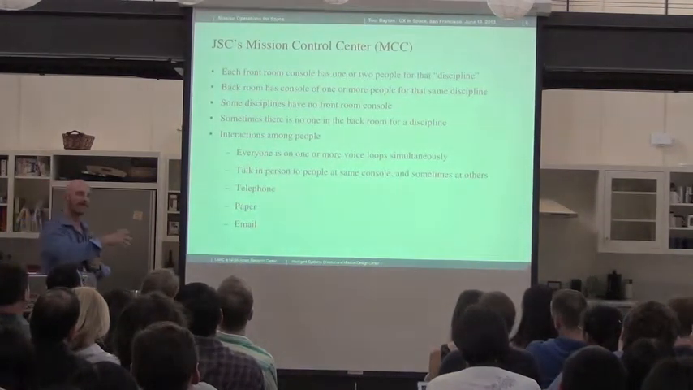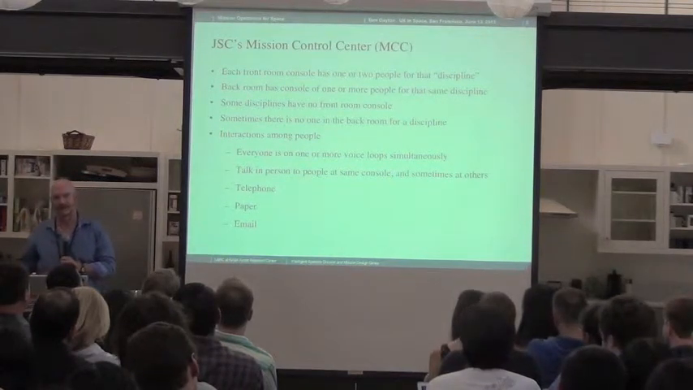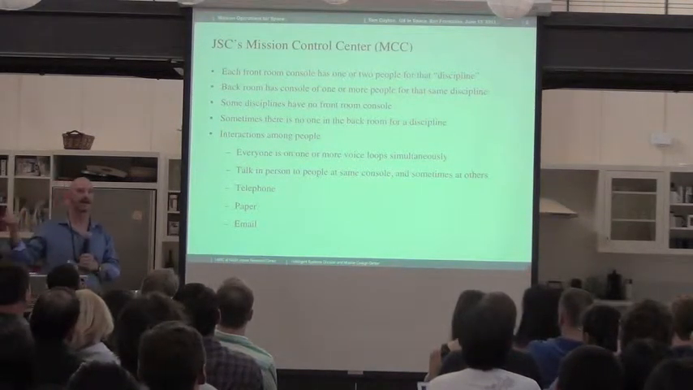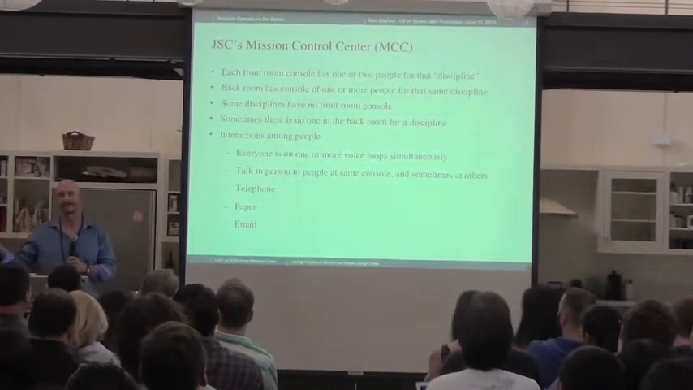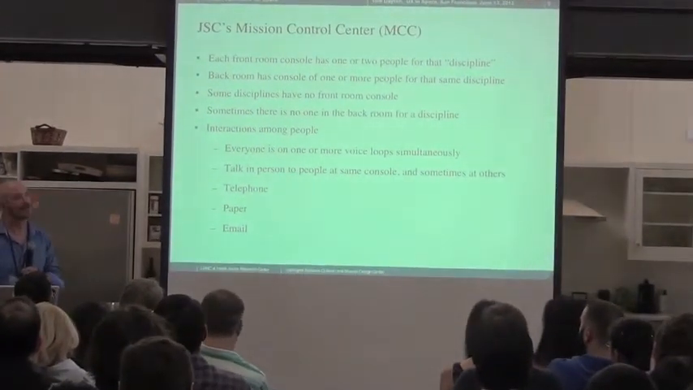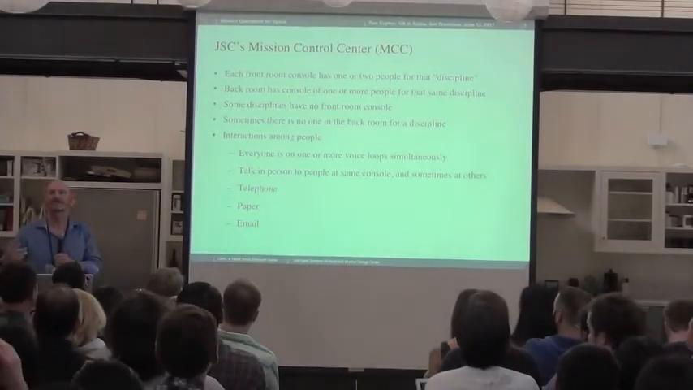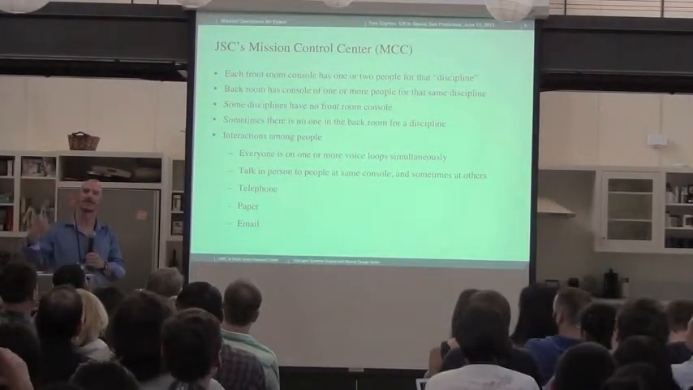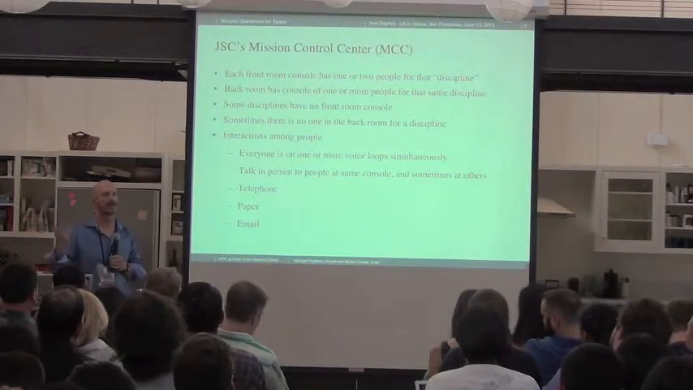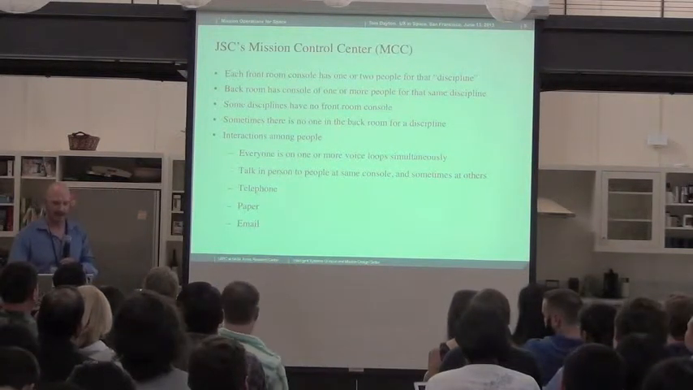Some disciplines don't have front rooms, they just have a back room. You always have somebody in the back room. At night, when the crew's asleep, you don't need that many people. Sometimes there's nobody in the front room either. It depends on the discipline. I'm trying to get across that it's a very complex situation in terms of who the users are, what they are doing, and what their situations of use are.